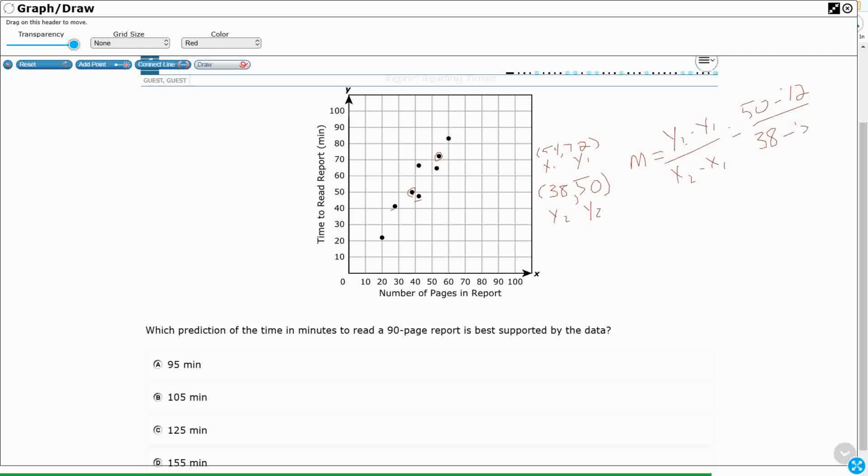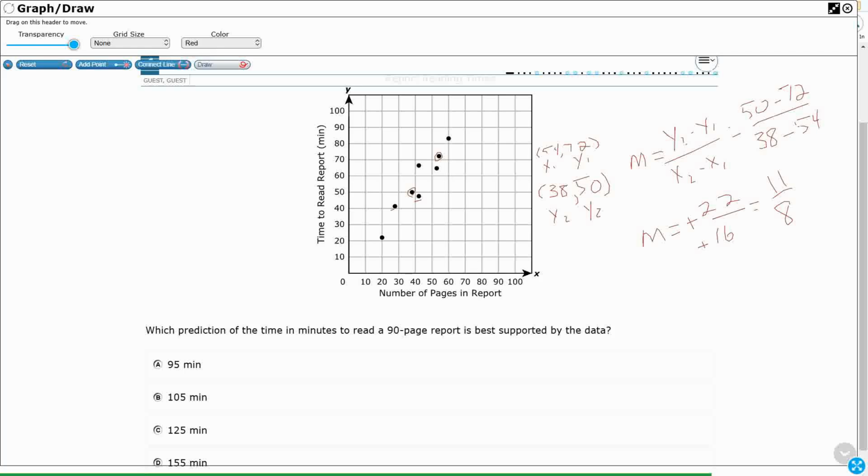38 minus 54. Now, they're both going to be negative, which is going to end up canceling each other out and making a positive, which is fine. We want a positive slope. So this is going to be m equals negative 22 over negative 16, which two negatives make positive. So it looks like my slope is 11/8.